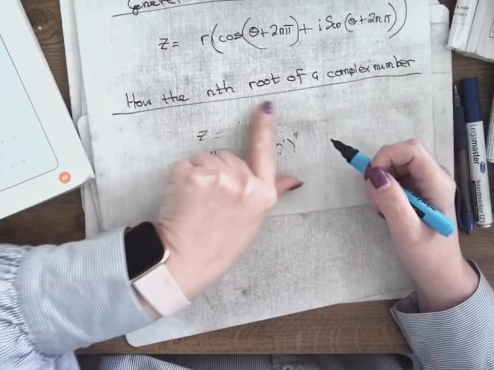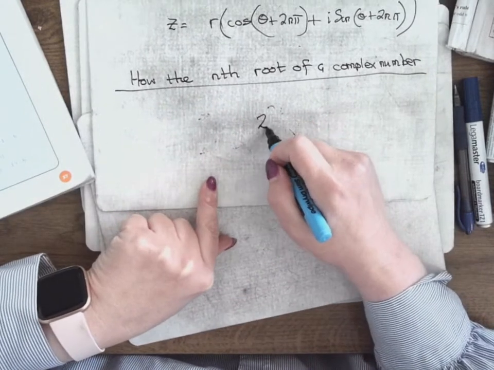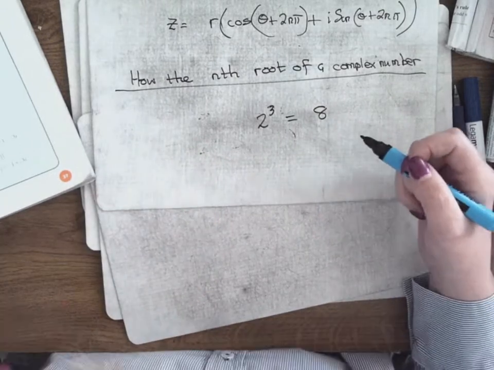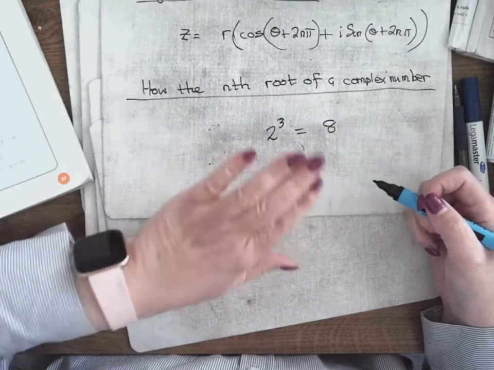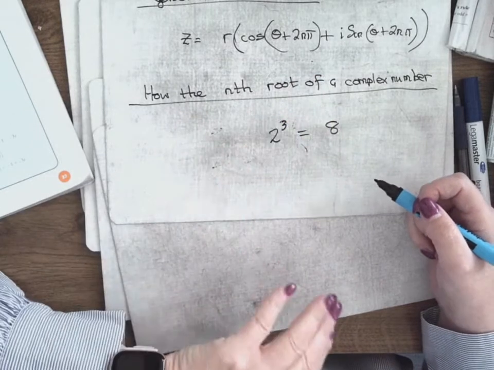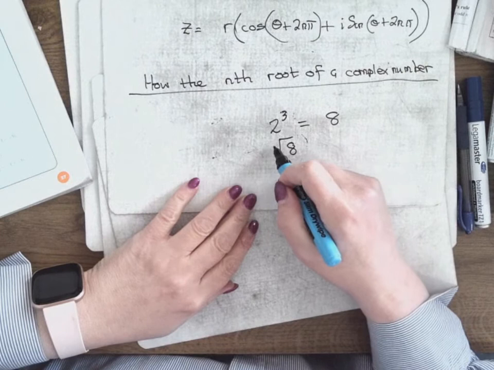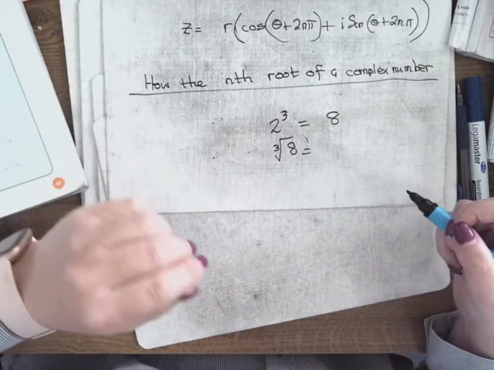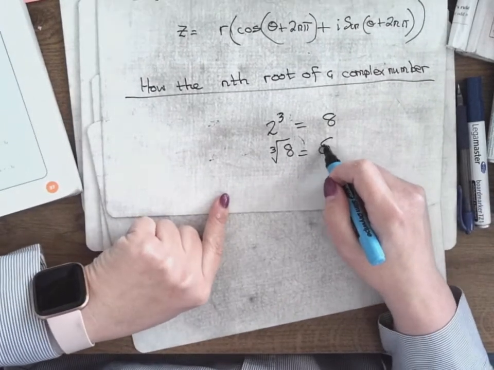If I said 2 to the power of 3 was 8, so I give you 2 and I say, what's 2 to the power of 3? And then I say, no, the answer is 8. What did I raise to the power of 3? That's what I'm doing with complex numbers. So you're actually getting the third root of 8. Agreed? Can anyone remember another way to write the third root of 8? 8 to the power of a third, isn't it?